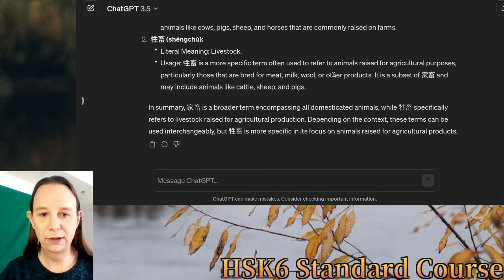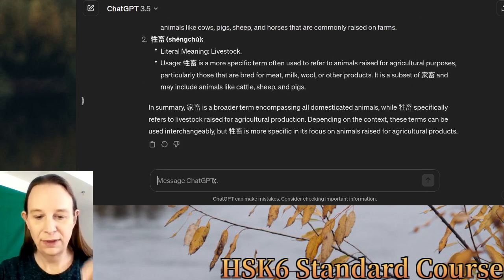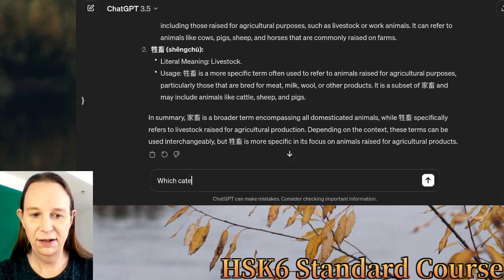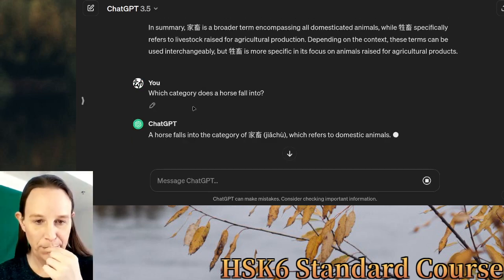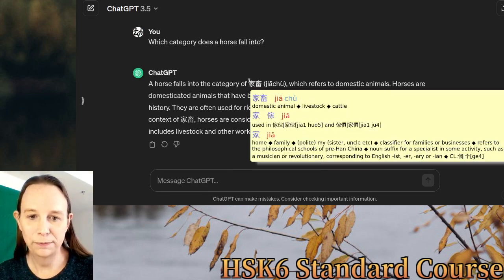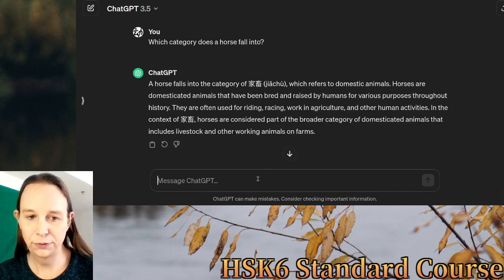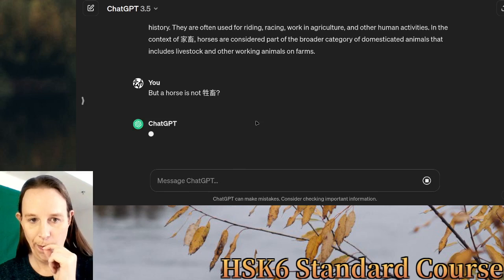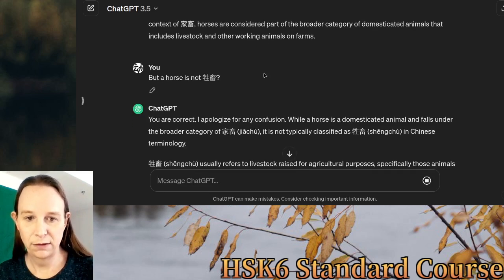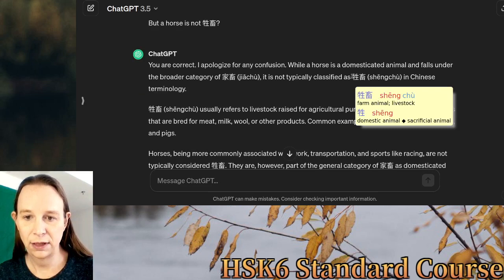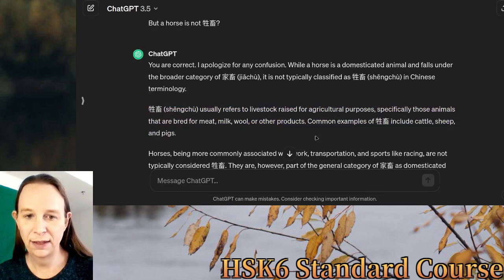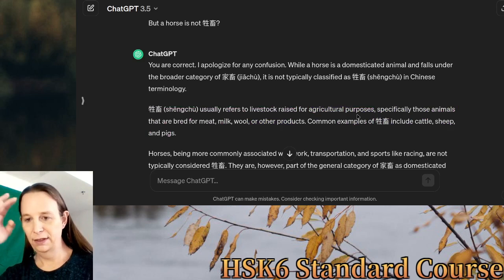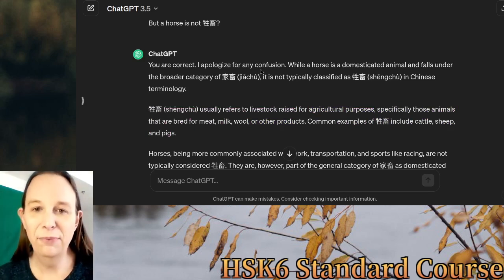So which category does a horse fall into? 家畜. But it's not 牲畜. Horse is not 牲畜. So 牲畜, agricultural purpose. Like bread for these products.